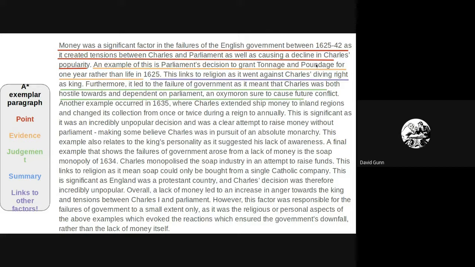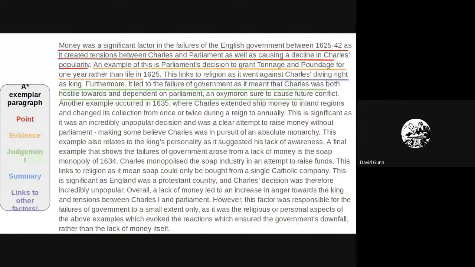Then we go on to the next piece of evidence. Another example occurred in 1635, where Charles extended ship money to inland regions and changed its collection from once or twice during a reign to annually. This is significant as it was an incredibly unpopular decision. It was a clear attempt to raise money without Parliament, making some believe Charles was in pursuit of an absolute monarchy. This example also relates to the king's personality, as it suggested his lack of awareness.